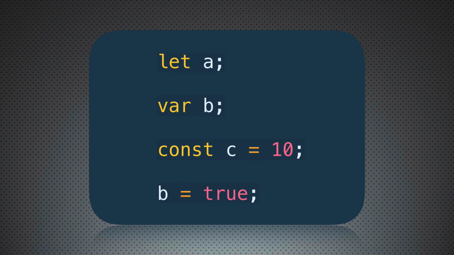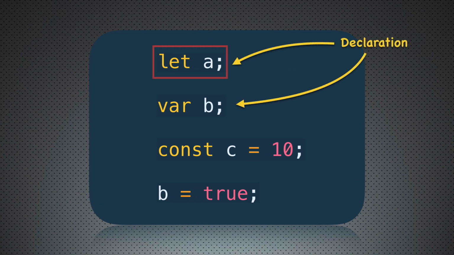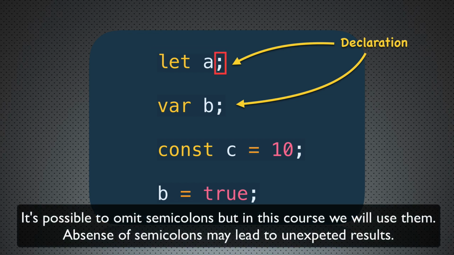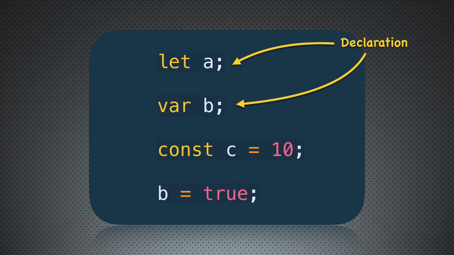Here on the first line and second line, we declare variables. On the first line, we declare a variable using the let keyword, and the name of the variable is a. Notice the semicolon at the end. Semicolon is required here because this line is called a statement. Statements in JavaScript perform certain action, and in this case, we create a new variable in the memory.